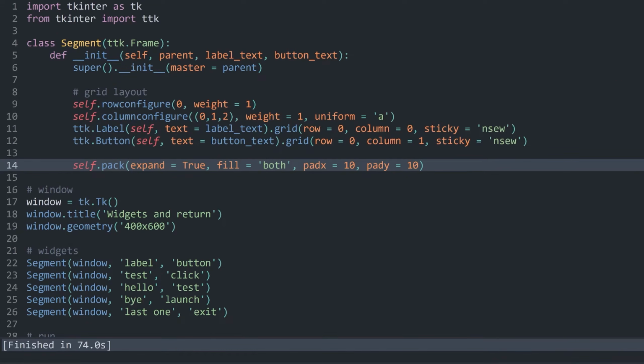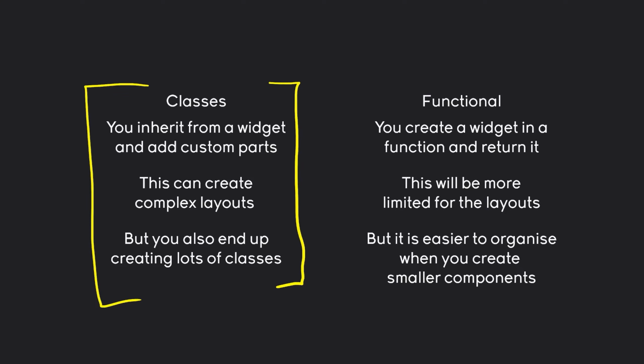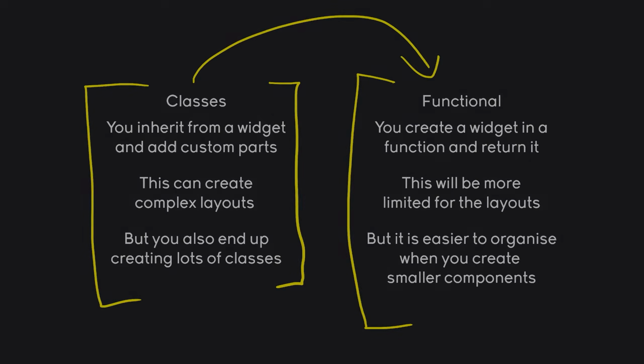Now, this is one way to create this kind of layout system. There is another way though. What we have done for now is we have used a class-based approach to organize our widgets. But this we don't have to do. We could also use a functional approach. Let's have a look at this one by translating our class-based approach to a functional one.